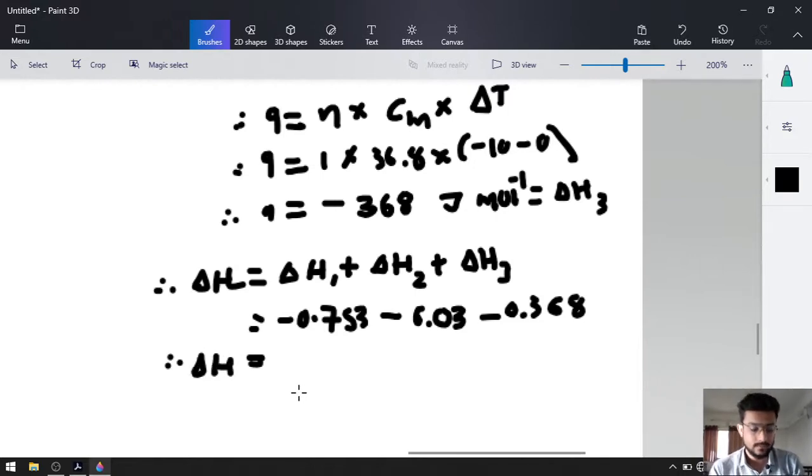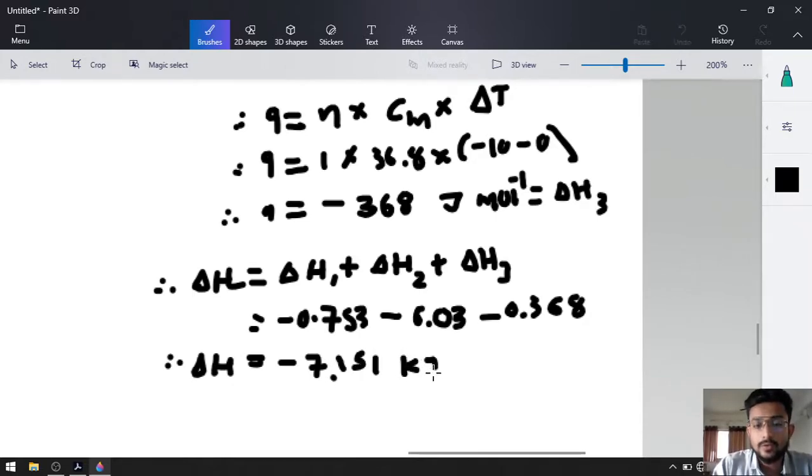So 0.753 plus 6.03 plus 0.368, the answer will be equal to minus 7.151 kilojoule mole inverse.